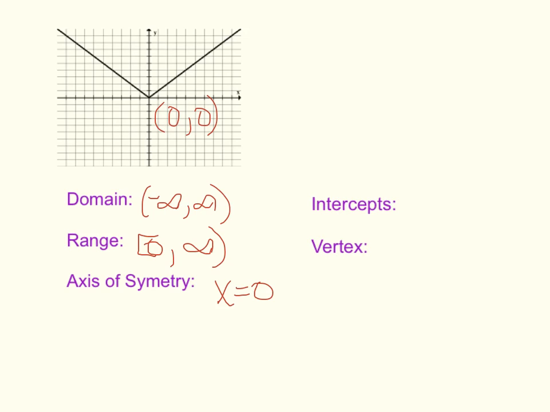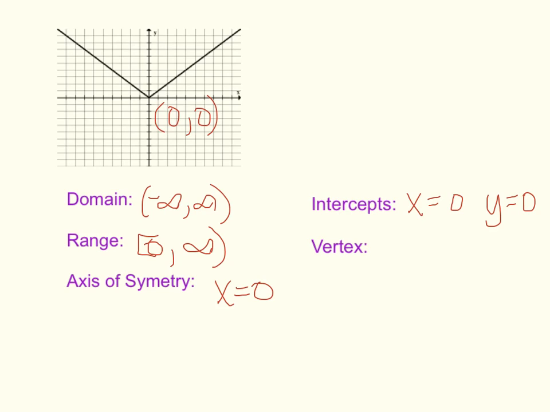Next, let's look at the intercepts. Now, intercept means where does your graph cross or touch the x or y axis. In this case, our graph is only touching the x and y axis at the origin. So our x-intercept would be x equals 0, and our y-intercept would be y equals 0.